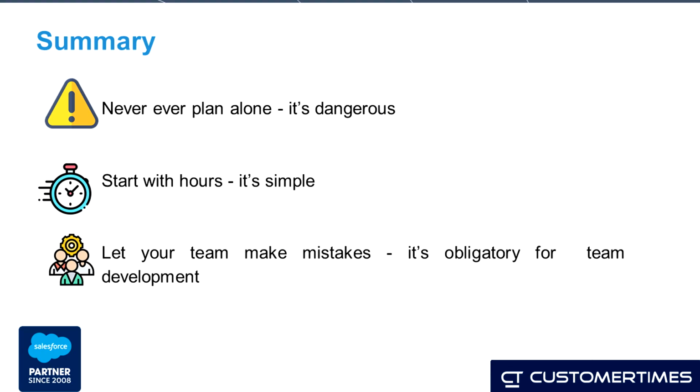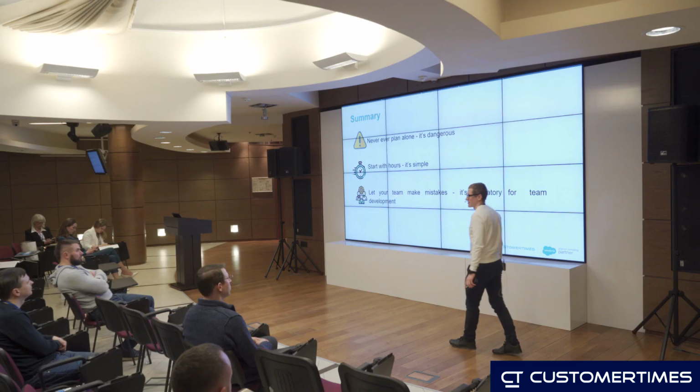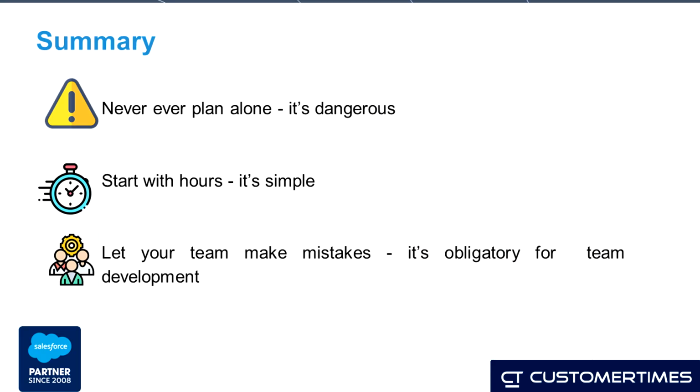Let's sum up my presentation. Avoid planning alone. You got your personal plan, but the team doesn't believe in it. Improve the whole team's estimation skills. Start estimation with hours. Don't think about story points at first. In my experience, after several sprints, the team will understand these hours not as astronomical hours, like something theoretical, and they will be relative to story points.